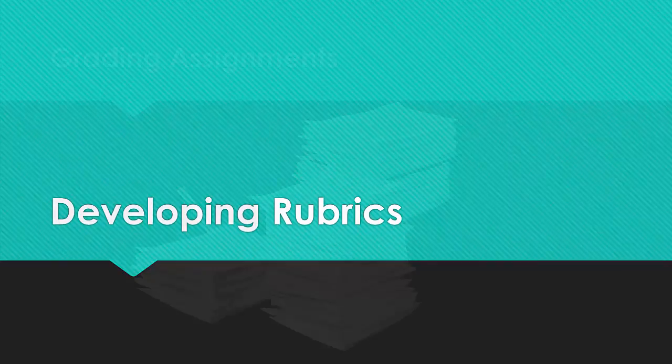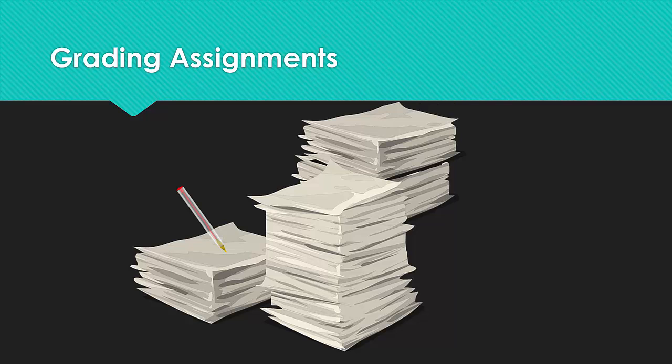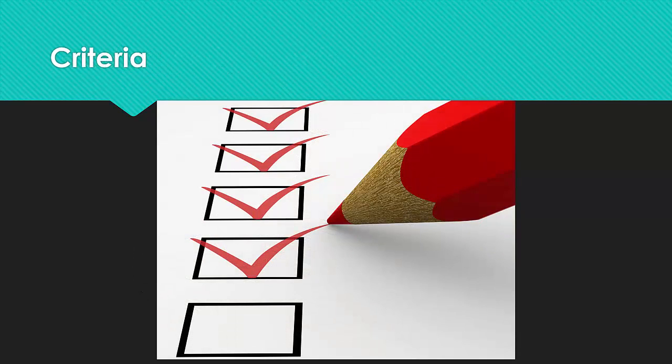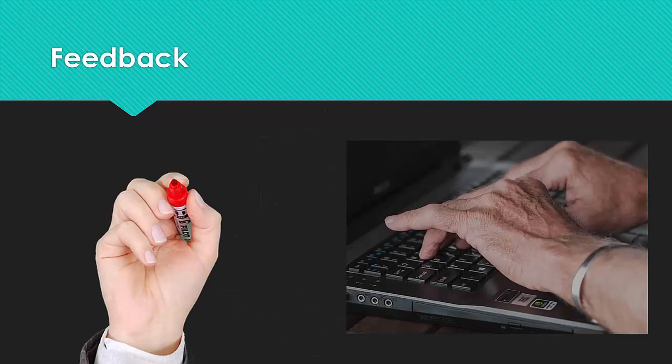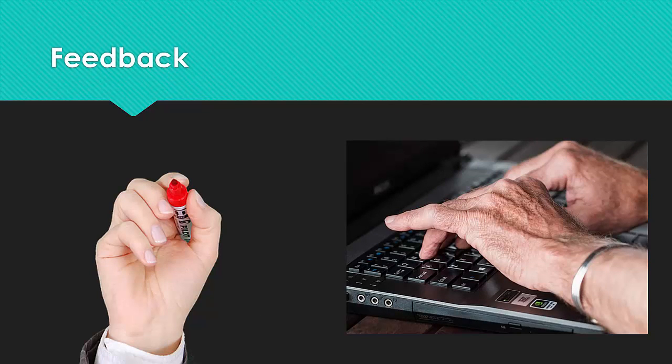Think about grading assignments, particularly papers and projects. How do you usually do this? Do you have criteria in front of you to measure the student work against? Is each submission assessed the same way? Do you handwrite or type feedback, or just mark a grade? How many hours does it take you to grade and mark up 30 essays? If your answer is too long, then it's time to look at rubrics.